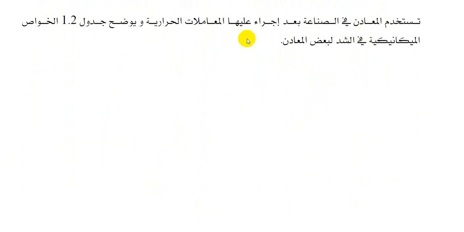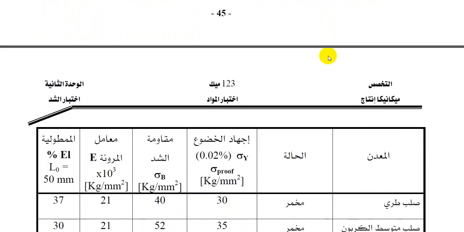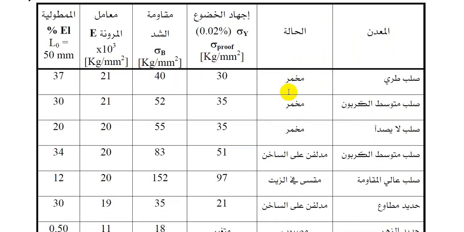Metals are used in industry after they have been thermally treated. Table 1.2 illustrates the mechanical tensile properties of metals. As you can see in front of you, the table lists the condition of the metal, whether heat treated in the kiln or not treated.